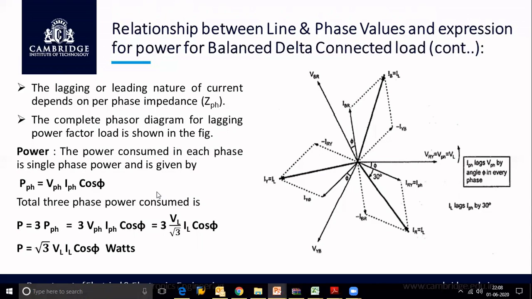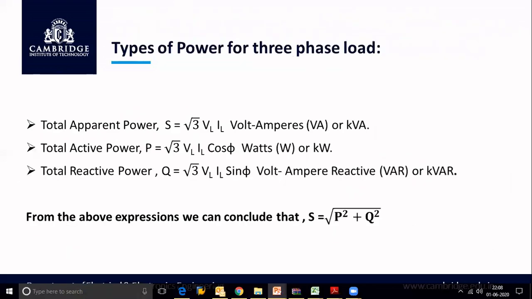Now similarly, the expression for power in case of delta connection, the three-phase power, is represented as P is equal to root 3 VL IL cos phi in terms of line voltage and line current, or we can also represent it as P is equal to 3 V phase I phase cos phi in terms of phase voltages and phase currents. Now, let us consider the different types of power for a three-phase load. As already discussed in single-phase circuits, there are three types of power: apparent power, active power, and reactive power.